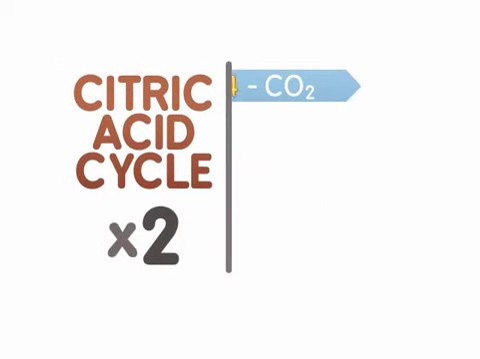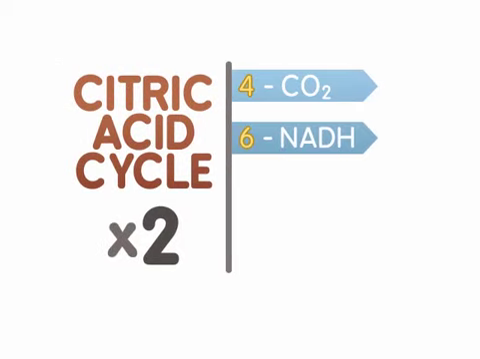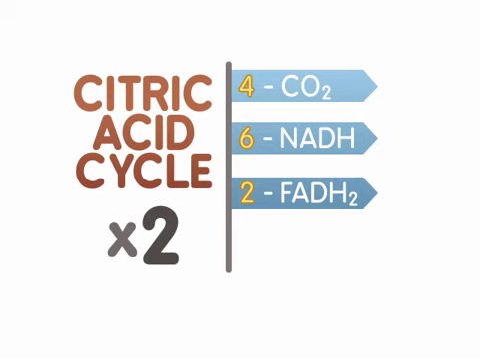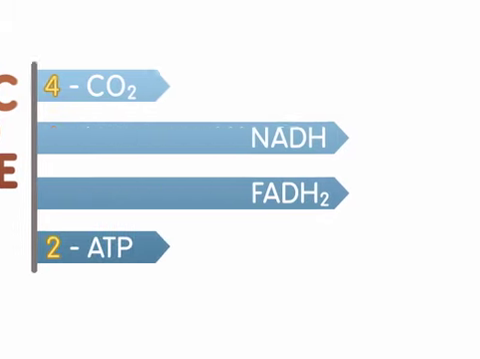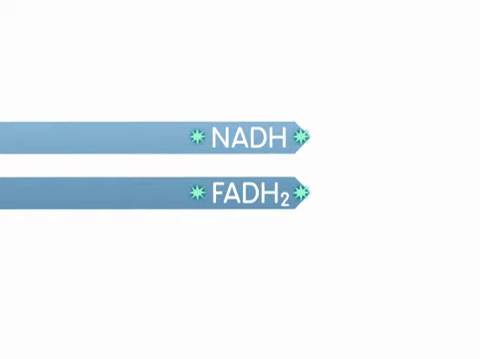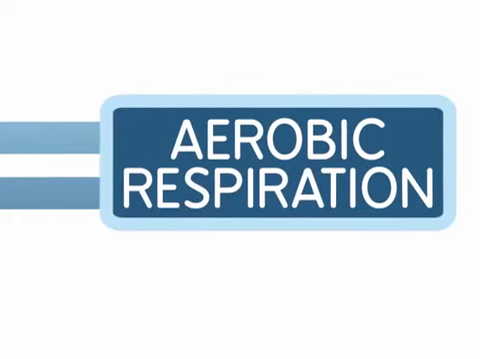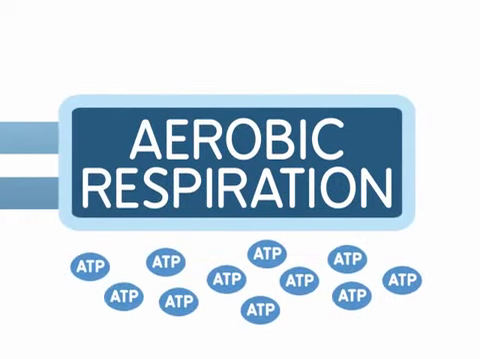A total of 4 carbon dioxides, 6 NADHs, 2 FADH2s, and 2 ATPs are made through the citric acid cycle. NADH and FADH2 are electron carriers that can produce more ATP later in aerobic respiration.